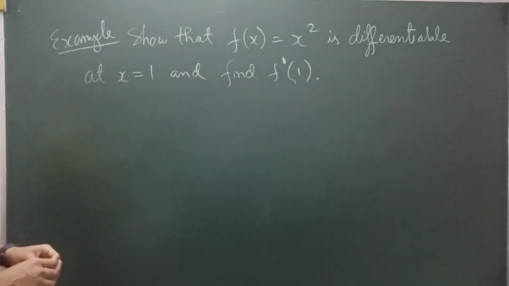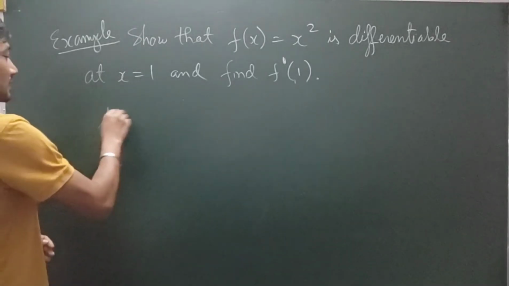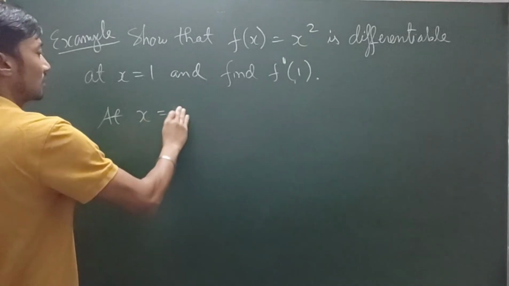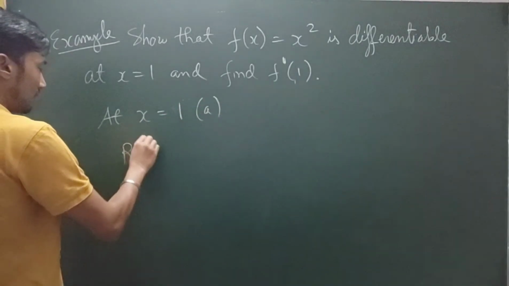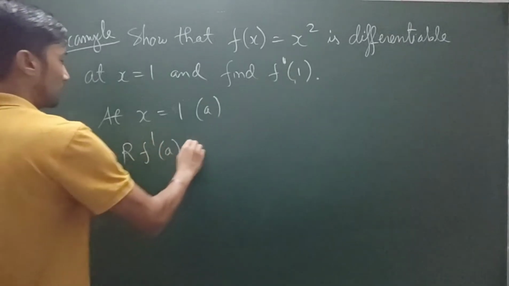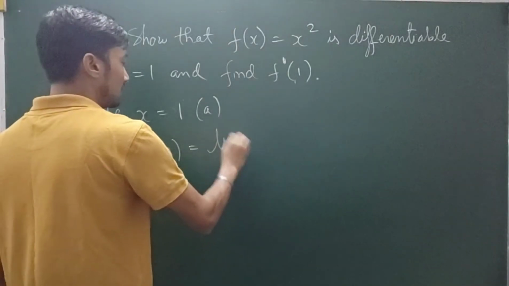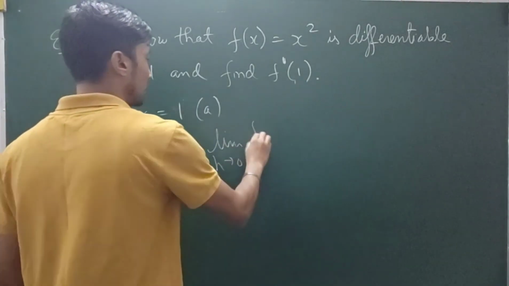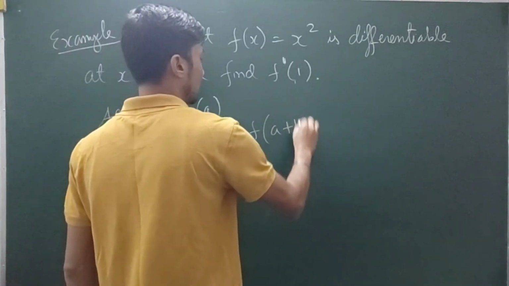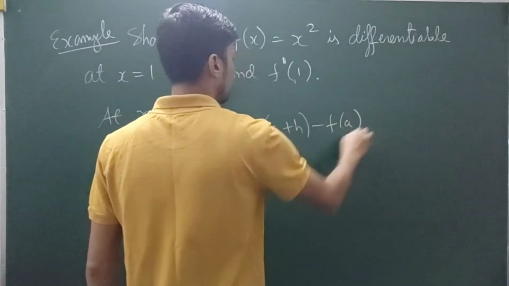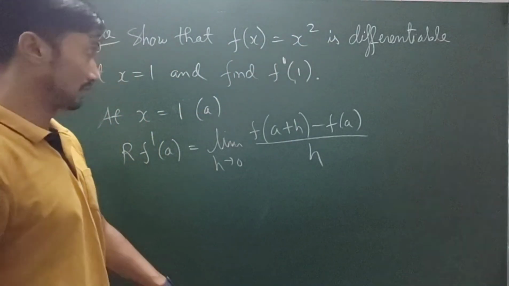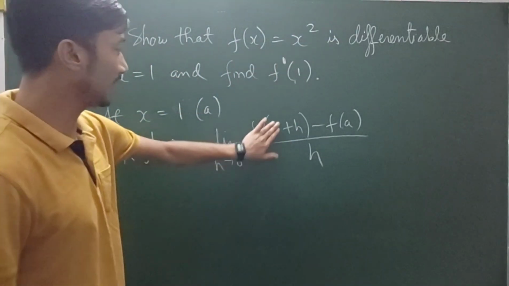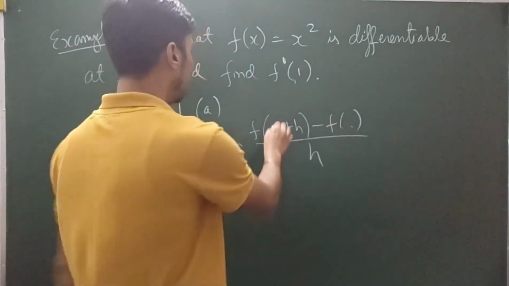Show that the function f of x is differentiable at x equal to 1. That means at x equal to 1, that's our point A. Let's find the right-hand derivative, Rf dash of A. That is the limiting value as h tends to 0 of f of A plus h minus f of A, divided by h. What was our function? f of x equals x squared. So what is our point A? Our point A is 1.